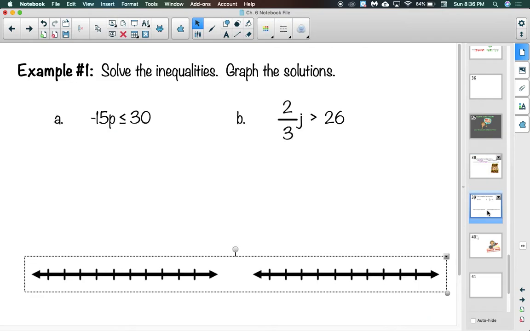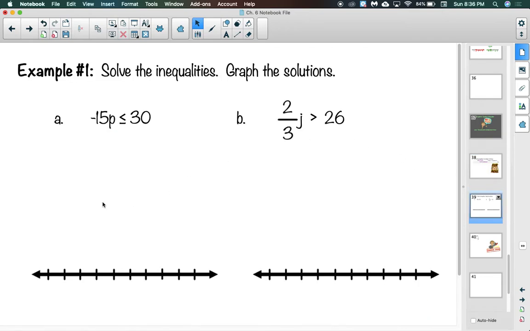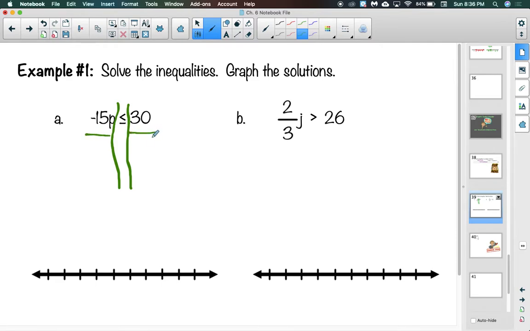Let's do some examples. First one. I've got a part A, a part B, then I got a bonus problem for you to take a look at. So we've got the problem negative 15p is less than or equal to 30. So what do we do to solve this? We have to divide both sides by negative 15 because we have to get that p all by itself.